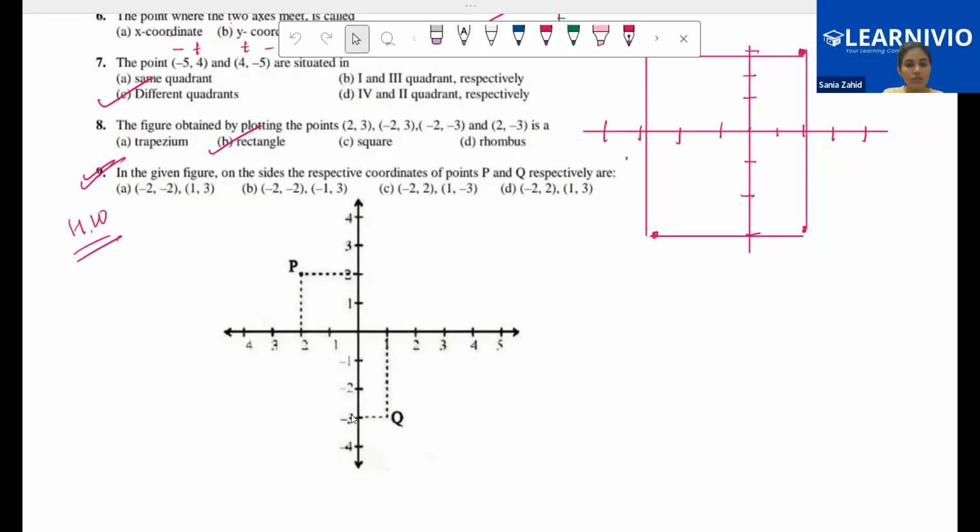Yes. What are the coordinates of Q? Ma'am, the coordinates of Q are 1 and -3. So +1 and -3. So what is the correct option now? Amongst A, B, C, D, what is the correct option? C. C is -2 comma 2 and 1 comma minus 3. Yes, C is the correct option. All right. So now this was the homework question.